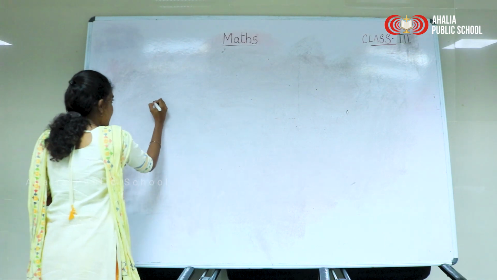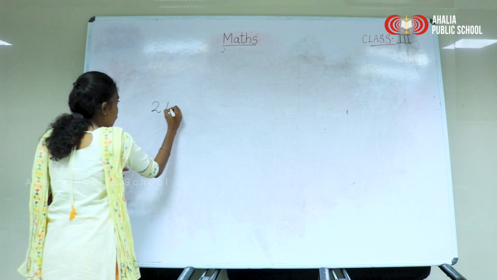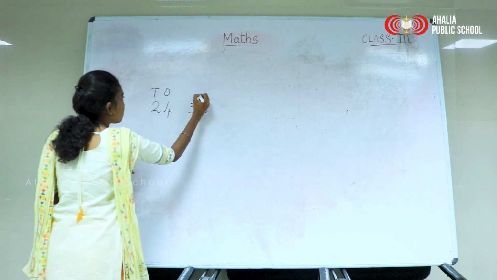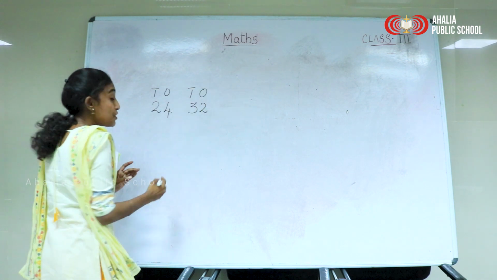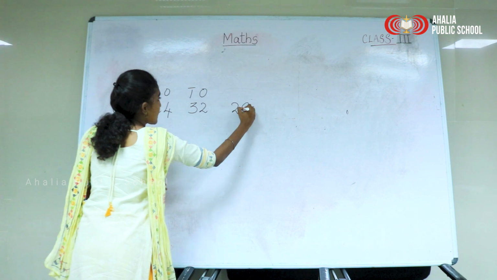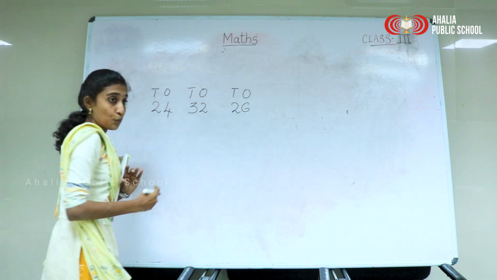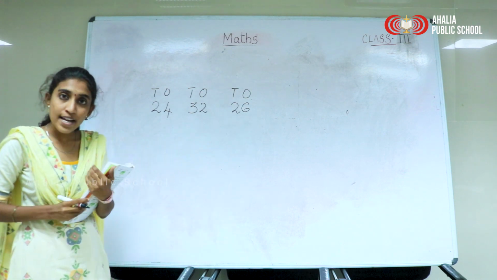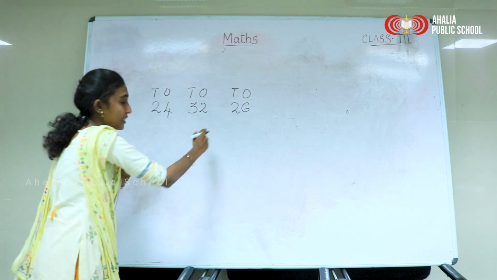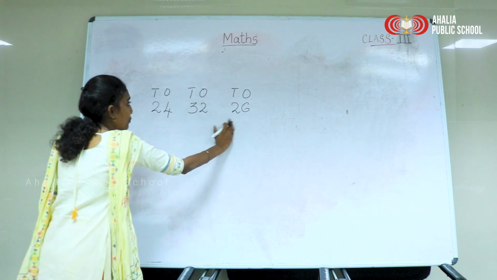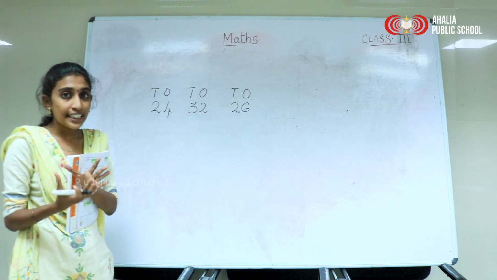Okay? Example, 24 and 32. So, first we have to decide one more number. 26. Let it be. So, first we have to decide which is the smallest among these three to write it in the ascending order.